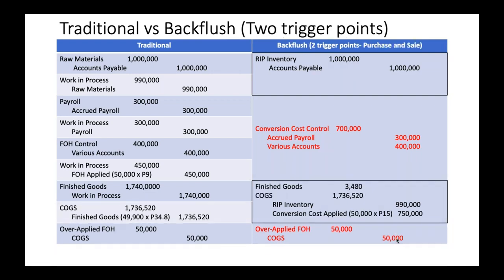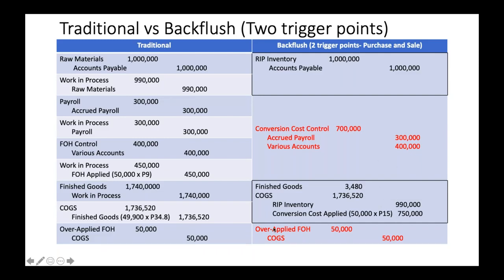Okay, now let's go to the two trigger points, and that is only upon purchase and sale. So upon purchase, we have an entry of debit raw and in-process inventory 1 million, and then accounts payable 1 million. And then sale. So as you can see, we will not be recognizing the inventory upon completion, but only upon sale.